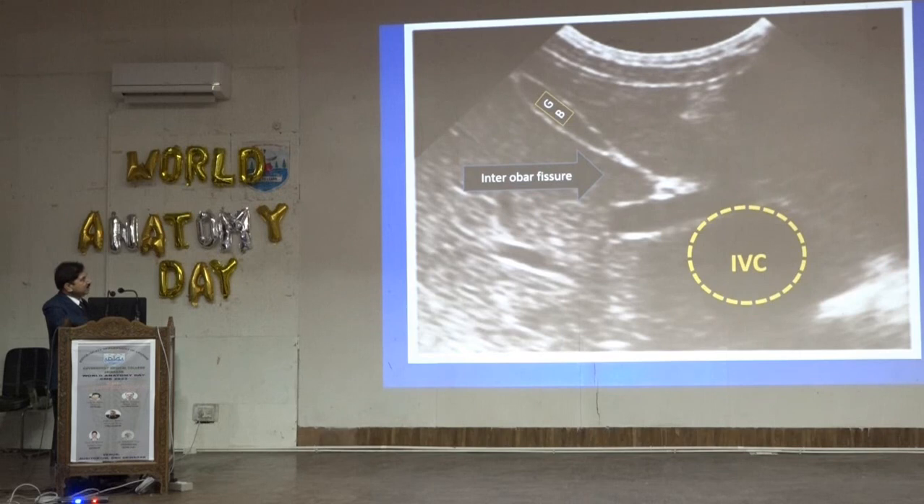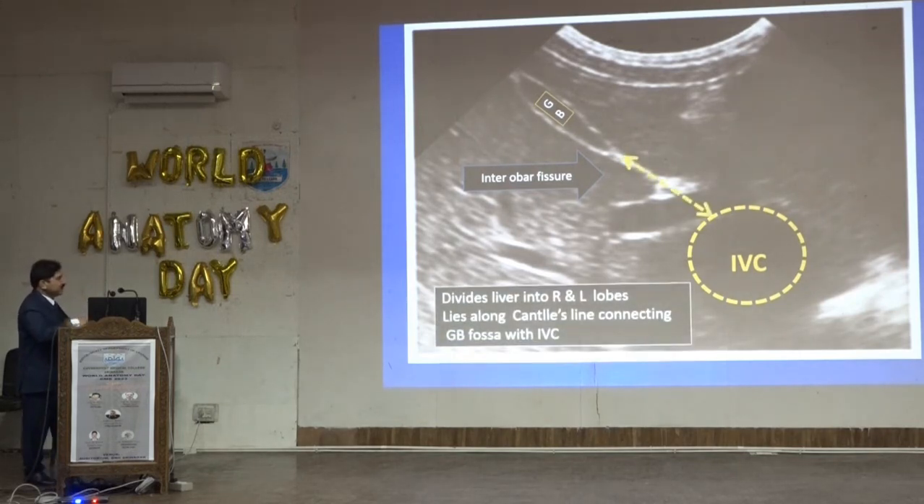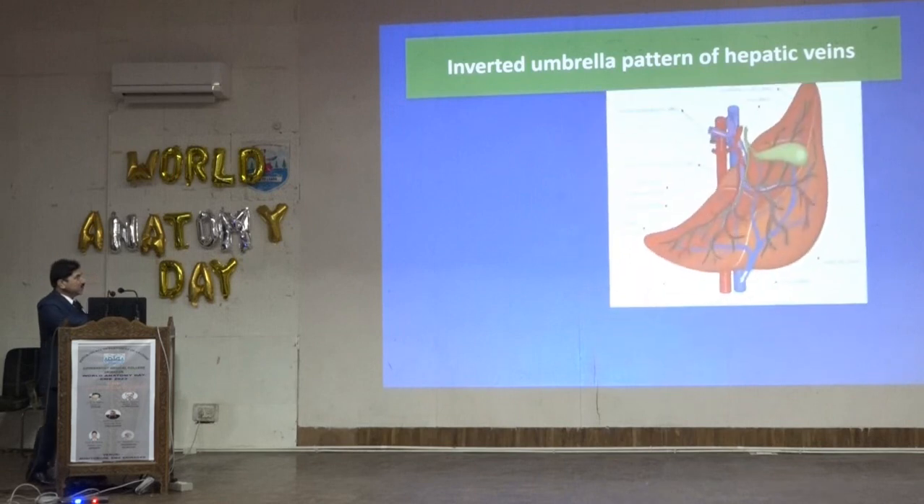There is the interlobar fissure which connects the gallbladder fossa with the groove for inferior vena cava. It divides the liver into right and left lobes and lies along Cantlie's line connecting the gallbladder fossa with the inferior vena cava. So we can demonstrate to our students on ultrasound that the line connecting the gallbladder fossa with the groove for inferior vena cava, what we call the interlobar fissure, divides the liver into right and left functional or physiological lobes.